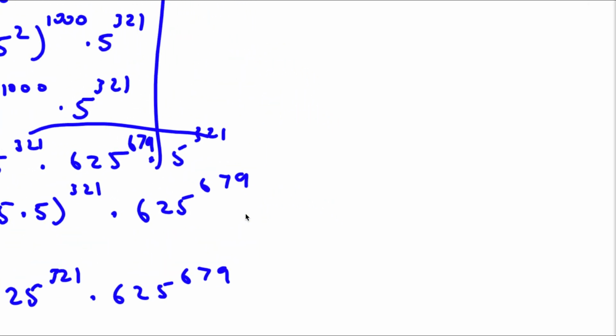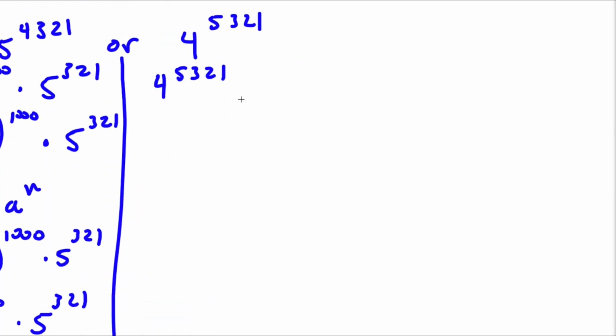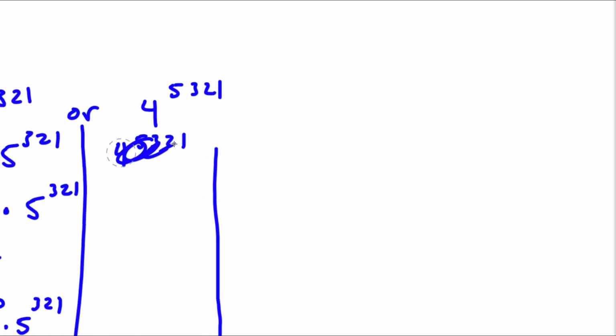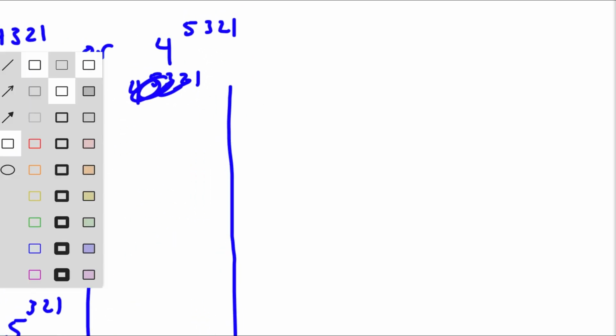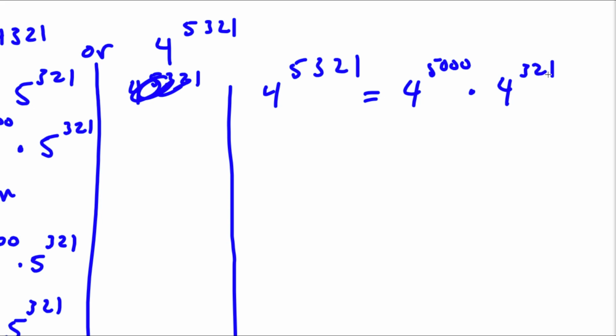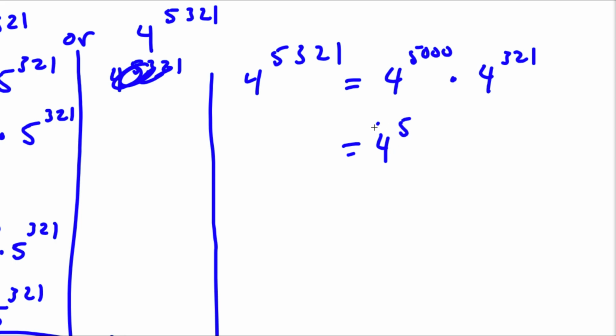So now that we've worked this part, let's go ahead and do the other part. I have 4 to the power of 5,321. Now this is the same thing as 4 to the power of 5,000 times 4 to the power of 321. And now 4 to the power of 5,000 we could write as 4 to the power of 5, to the power of 1,000. We have this times 4 to the power of 321.